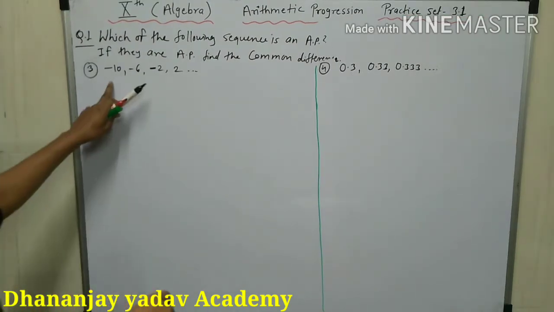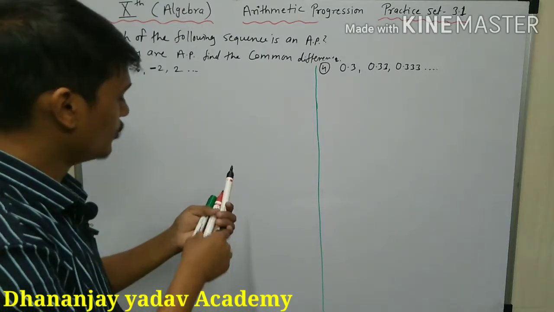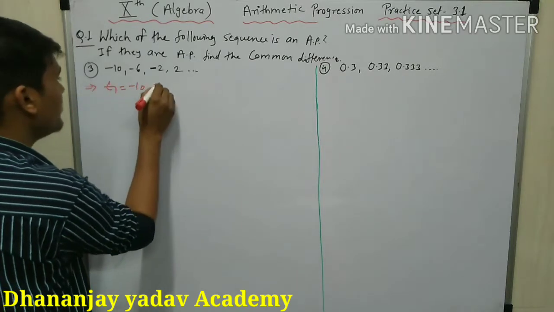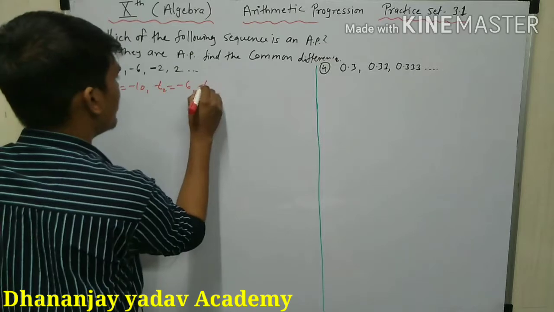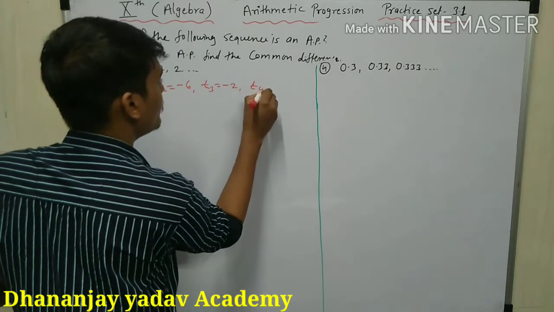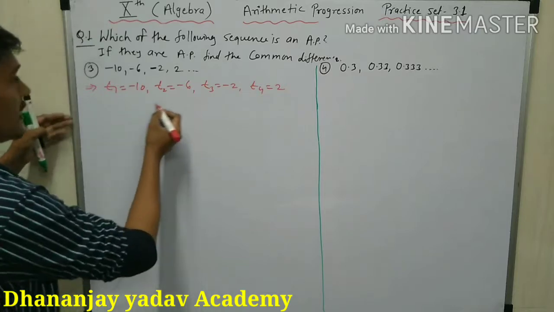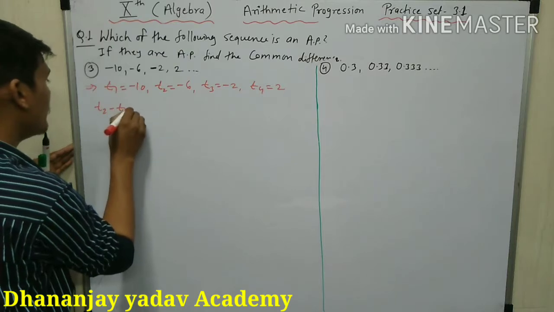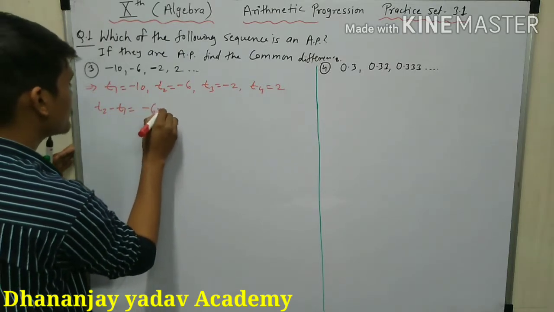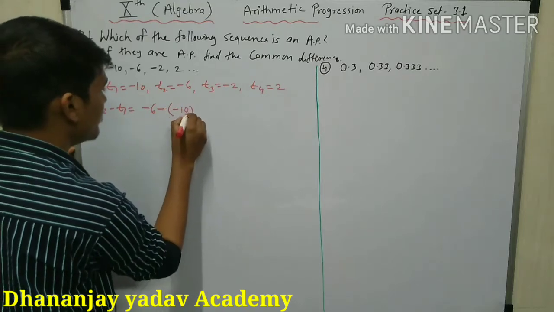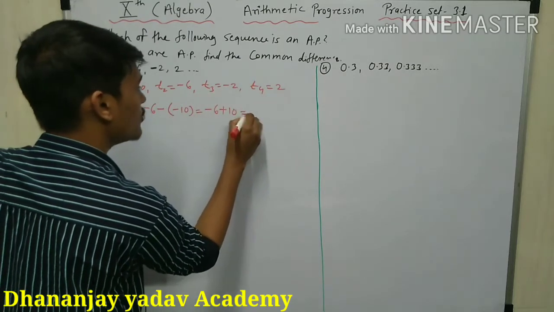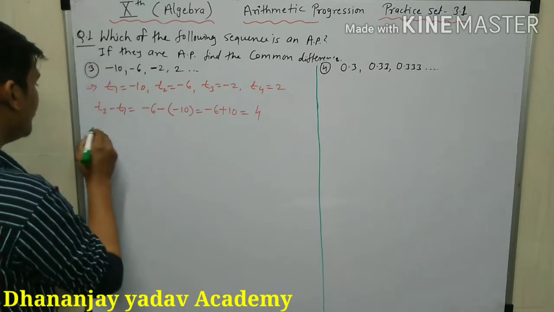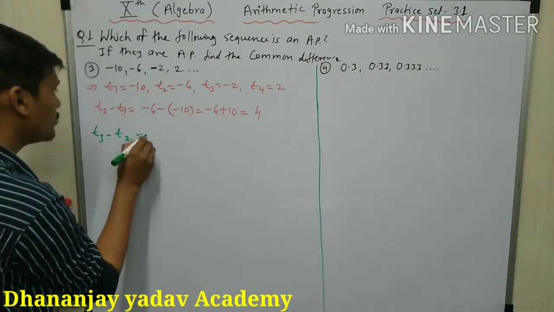Question number three: minus 10, minus 6, minus 2, 2. You can write down here first, T1 is equal to minus 10, T2 is equal to minus 6, T3 is equal to minus 2, and T4 is equal to 2. First, subtract the second term minus the first term. T2 minus T1 is equal to minus 6 minus minus 10, which is minus 6 plus 10, that is 10 minus 6, which is 4.